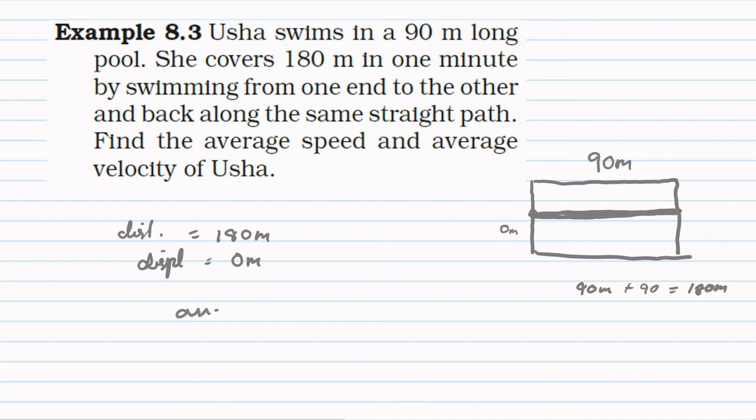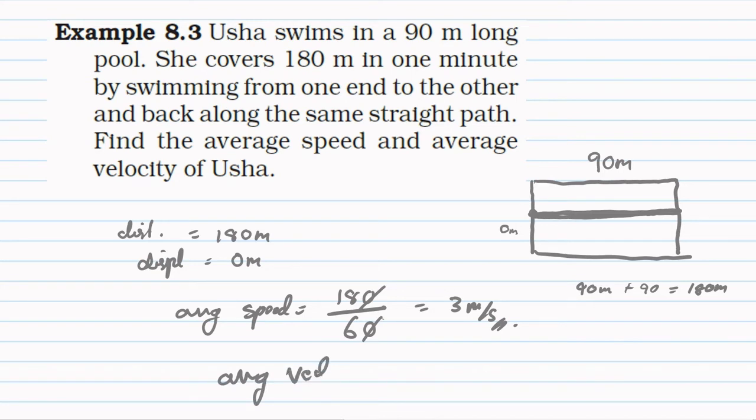Now let's calculate the average speed. It's the total distance traveled by total time. As they have given it, it's 1 minute. Normally we don't take it in minutes. So let's say 60 seconds. So this can be written as 3 meters per second. And the average velocity, as the total displacement itself is 0, average velocity will be 0 by 1 minute. That is 60 seconds, which is nothing but 0 meters per second.